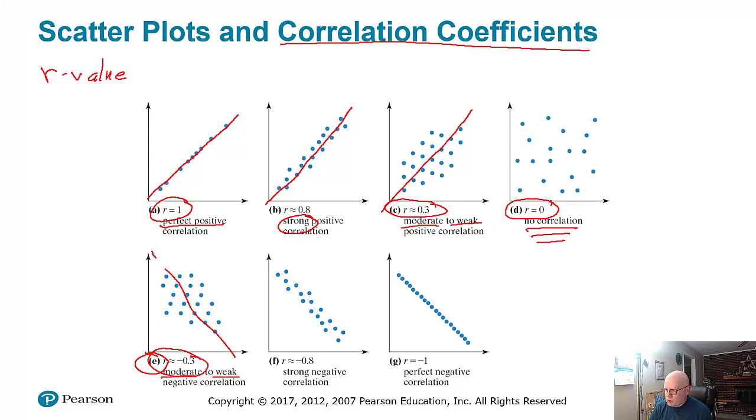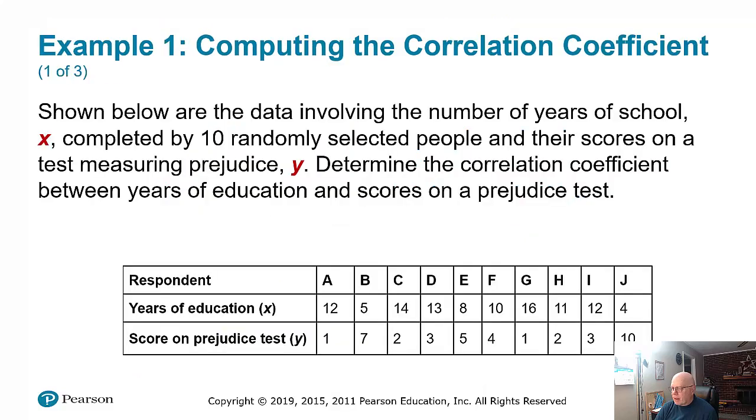If the points are closer to the regression line that we find, we get an R value that looks something like this perhaps. It's negative, but 0.8 is fairly close to a 1. And last of all, here's a perfect negative 1 where all those points fall on the same line. So those are 7 examples that you ought to know. Next.